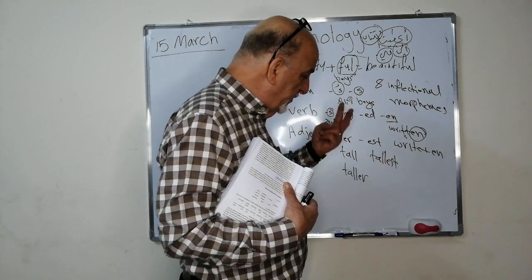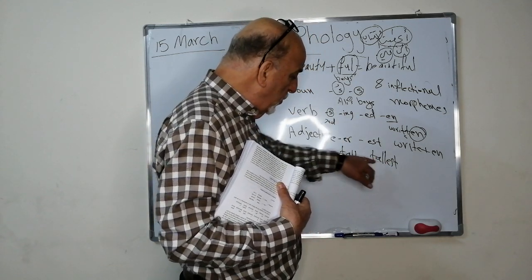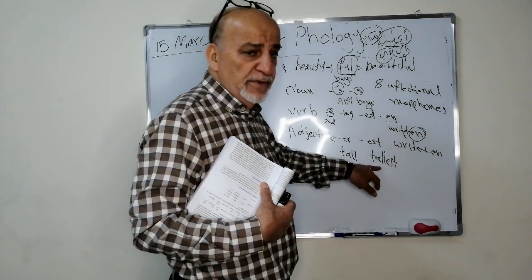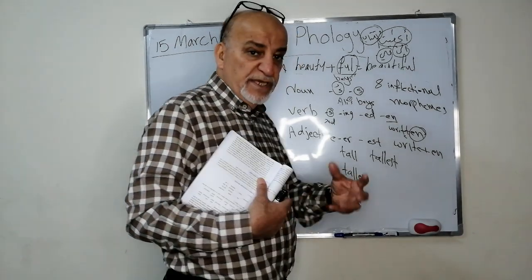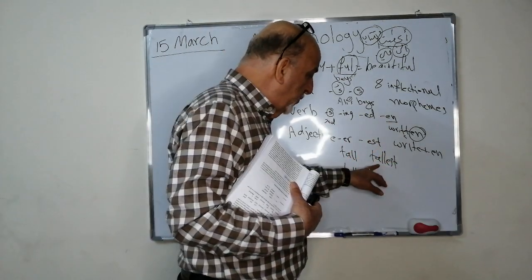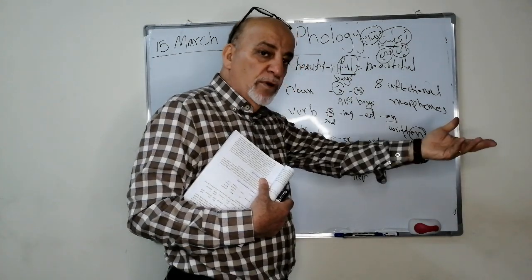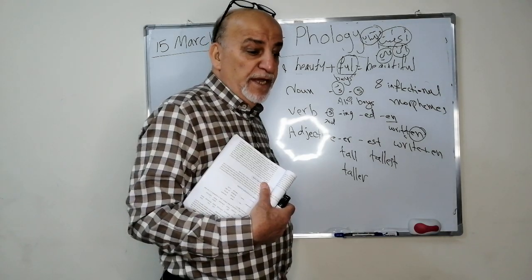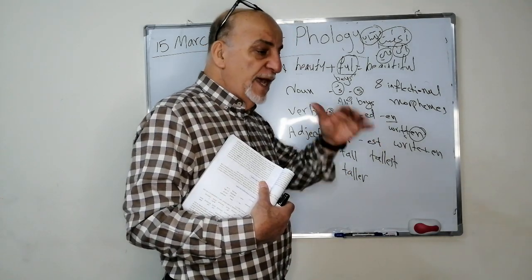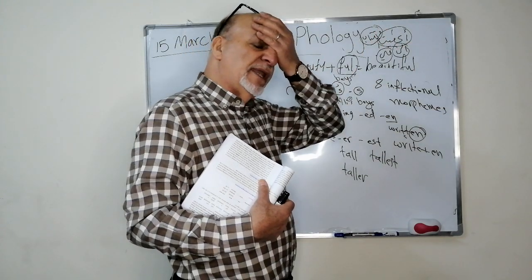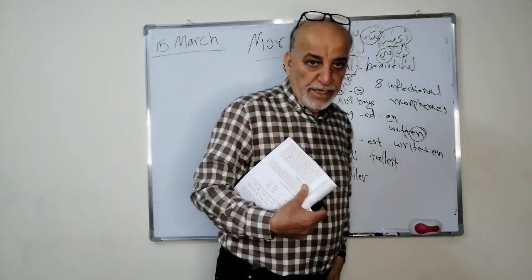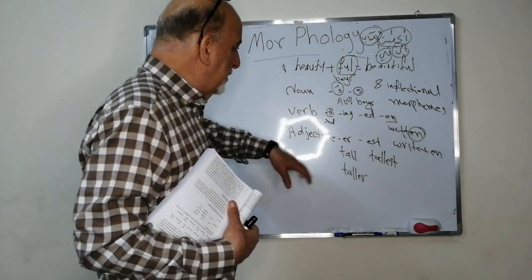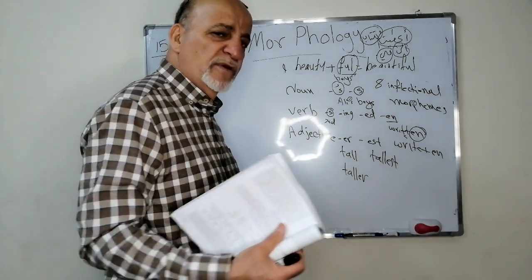This is ER, this is EST. One thing, the other thing is that tall is an adjective, taller is also an adjective, tallest is also an adjective. But the difference is that taller, for example, we use in comparison when we compare between two, but tallest when we have three or more. We say tallest, meaning for example, he is the tallest student in the classroom, which means there are three or more students in the classroom, and he is the tallest, meaning no one is taller than him.